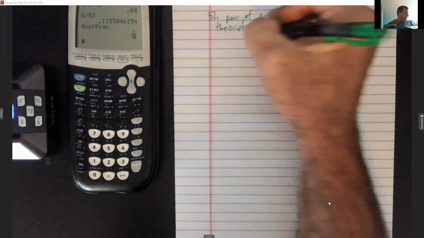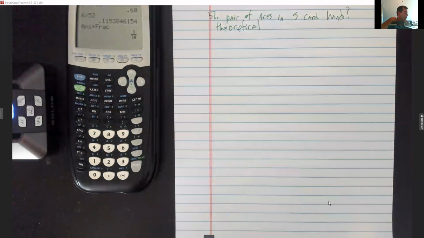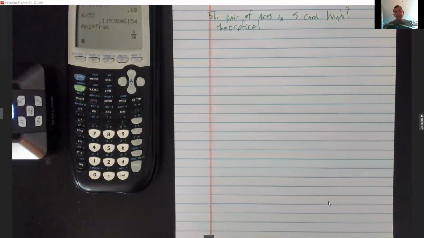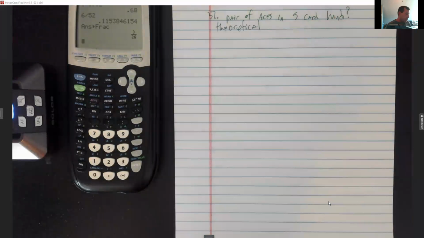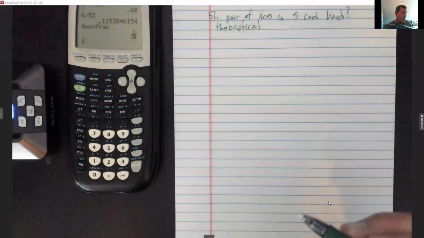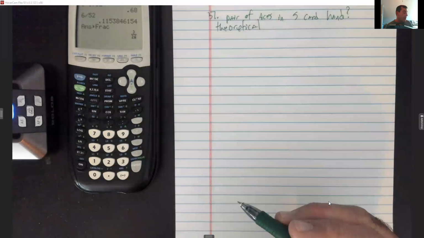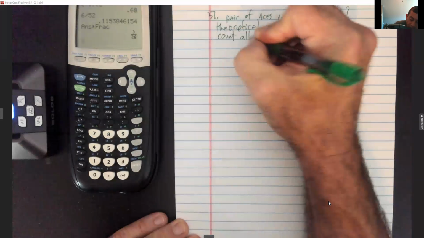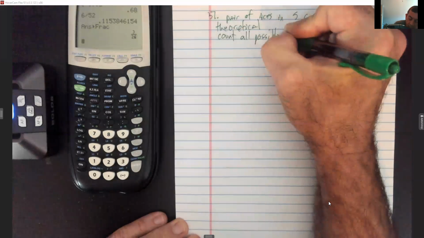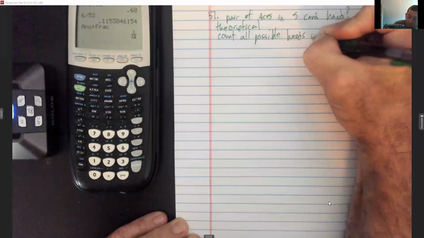And if I didn't say that on the last one, it was theoretical also, because you just had to look and see in theory how many different ways you could get those combinations, okay? And I said the theoretical method should be used because the best approach to finding the probability is counting all the possible hands with a pair of aces. So count all possible hands with pair of aces.